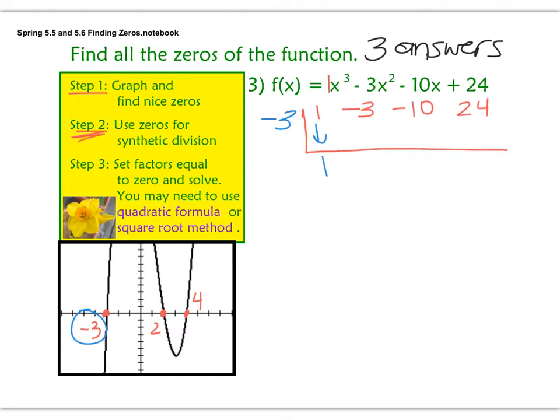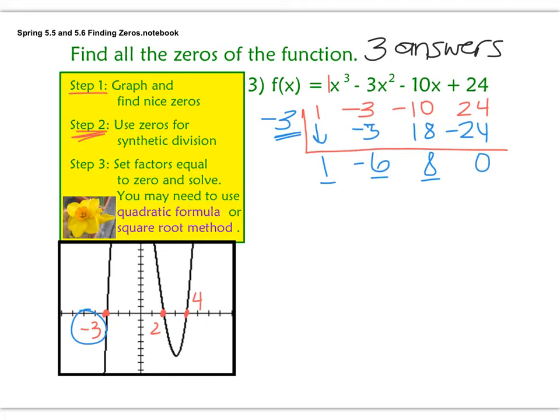Drop the first one down. So we multiply negative 3 and 1 to get negative 3. We would add, that gives me negative 6. Multiply negative 3 and negative 6 is a positive 18. Add gives me 8. Multiply negative 3 and 8, which is a negative 24. And then that gives me 0.